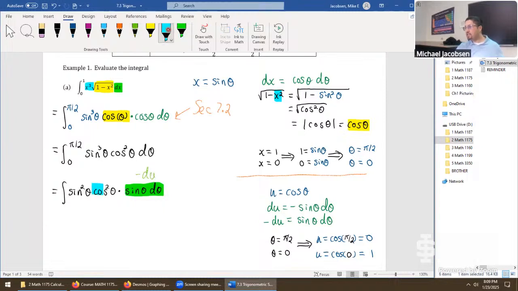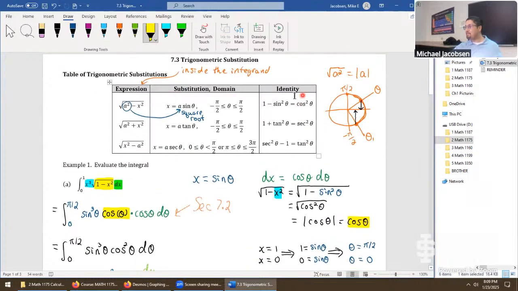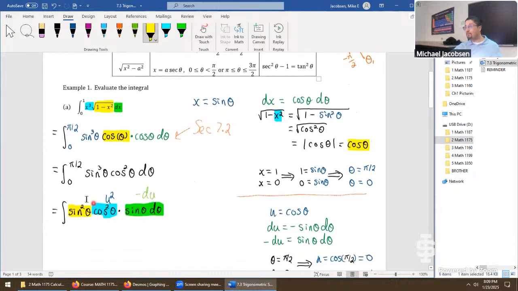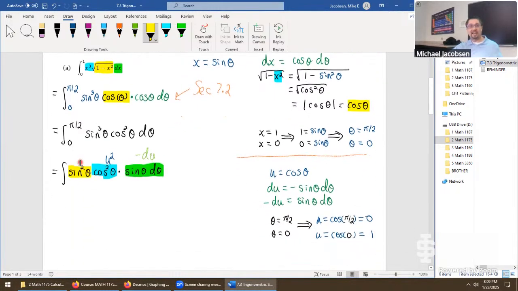Next, this part is the easy part. That's the u squared. And this is the part that uses the trig identity. Again, it's the same identity that's up here. I think we've used this identity maybe 5 or 6 times so far. I'm losing track. But let's rewrite it out.